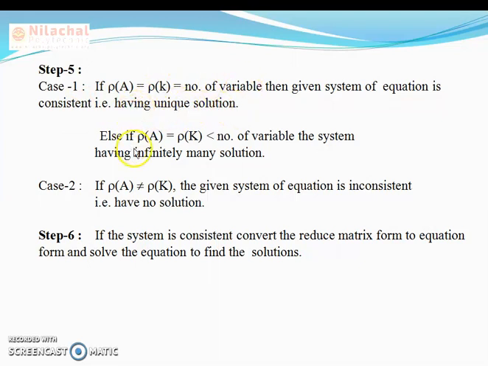Otherwise, if rank of A equals rank of K and is less than the number of variables, the system has infinitely many solutions. Case 2, if rank of A is not equal to rank of K, the given system of equations is inconsistent, that is, it has no solution. Then the last step, if the system is consistent, convert the reduced matrix form to equation form and solve the equations to find the solution. Okay, we can clear this in our example.